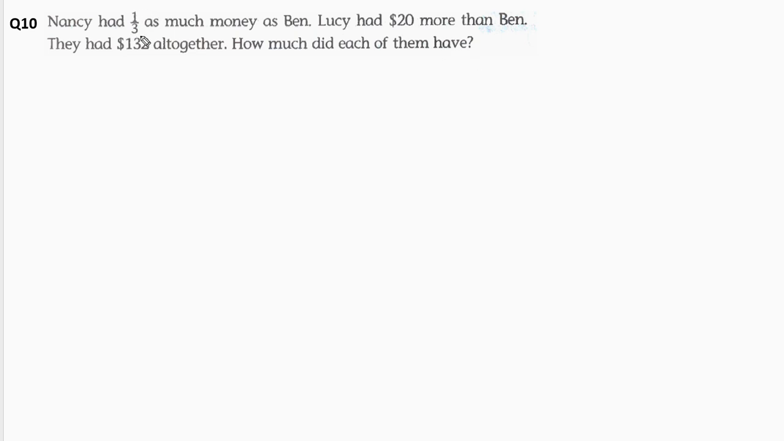Now, up to now, we've had questions where someone has got 3 times or 4 times or something times as many as somebody else. And this time it's the other way around. We're told that Nancy had one third as much money as Ben. And you have to think about what that means. Okay. And what that means is that Ben has 3 times as much as Nancy. Let's see if we can draw that out to make that clear.